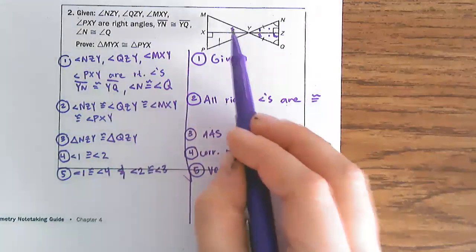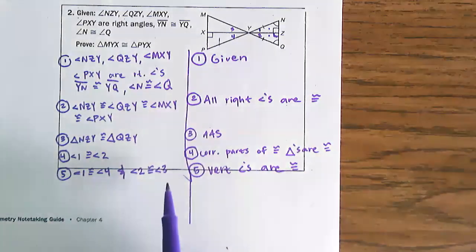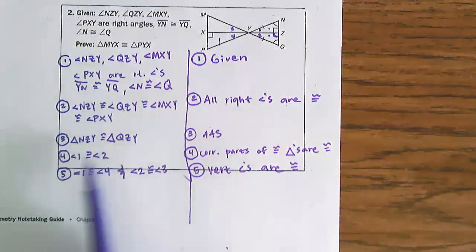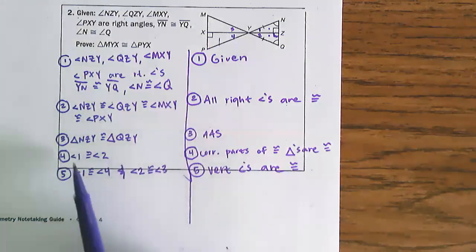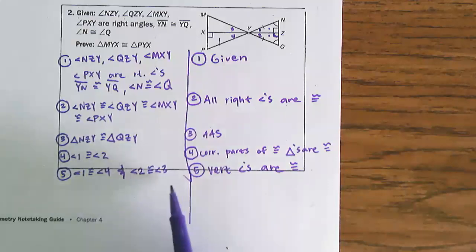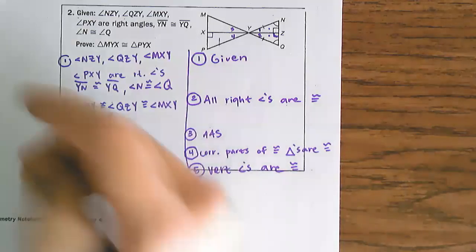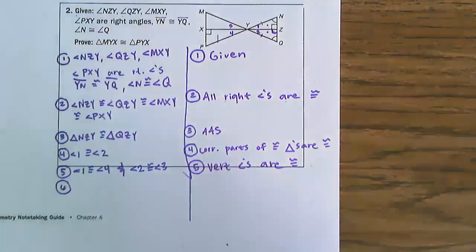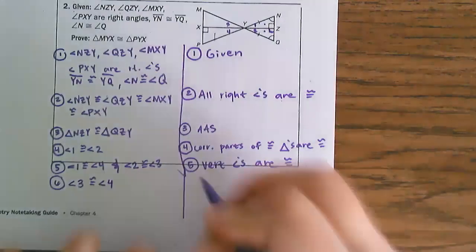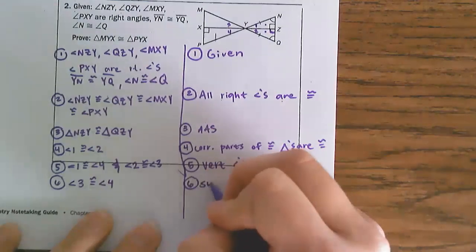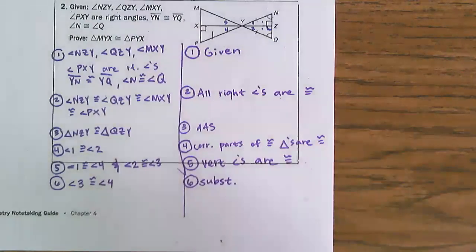Okay. So how do I know 3 and 4 are congruent? Because 1 and 2 are congruent. So if we follow this, 4 is congruent to 1, which is congruent to 2, which is congruent to 3. But I'm just going to write angle 3 is congruent to angle 4 because of substitution. You can also say the transitive property. I don't care.